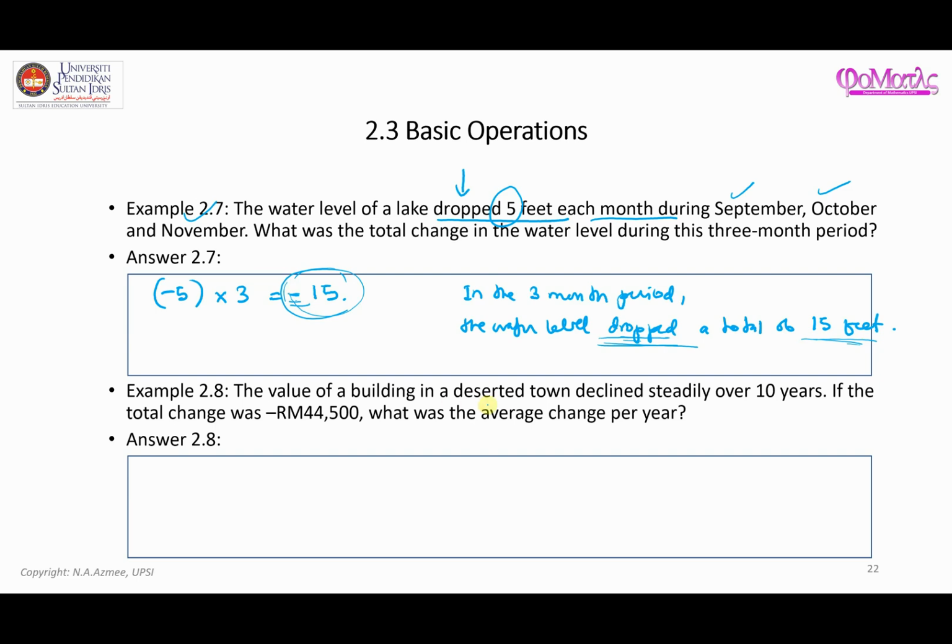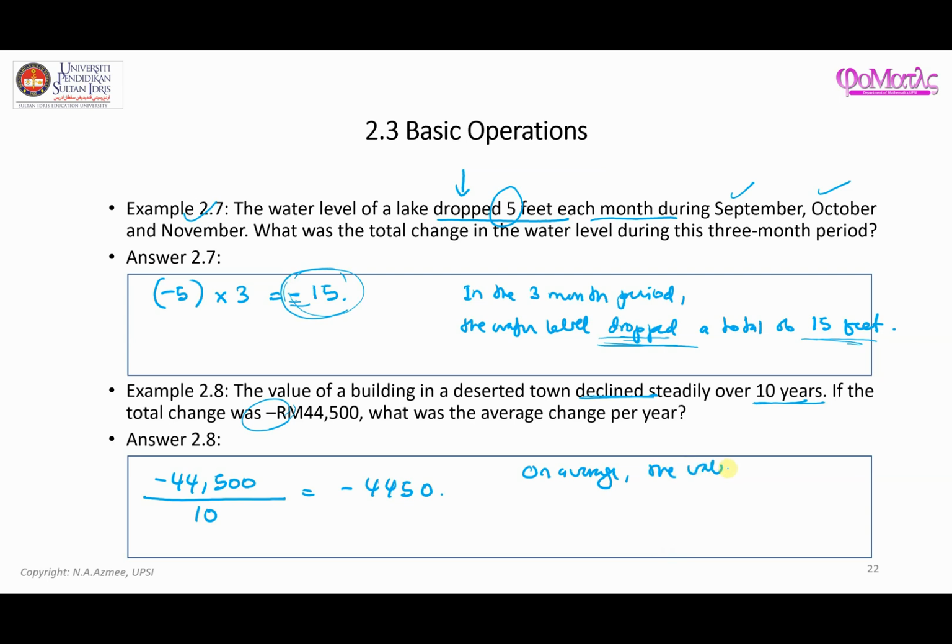Now, the value of a building in a deserted town declined steadily over 10 years. So it's going down, and we can talk about that decline using a negative sign. So negative 44,500 ringgit. What was the average change per year? The average change for a year is going to be negative 44,500 divided by 10, so the answer is negative 4450.